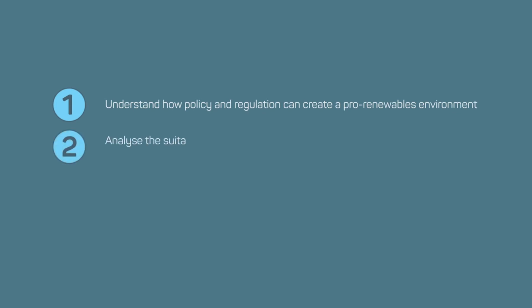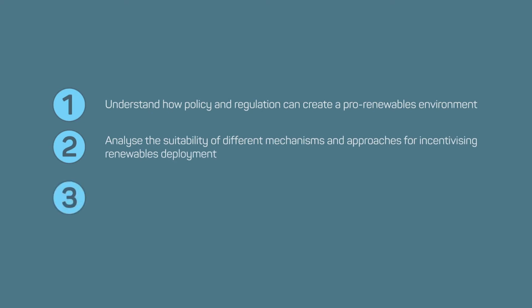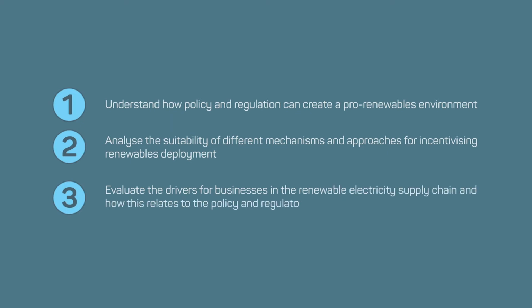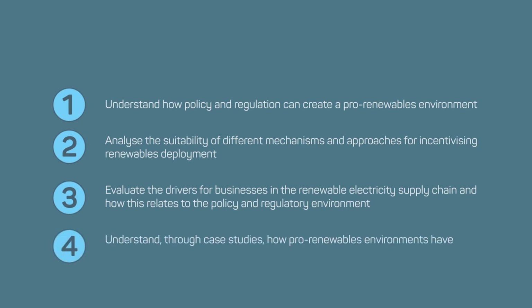By the end of this course, you should be able to do at least 4 things. First, understand how policy and regulation can create a pro-renewables environment. Second, analyse the suitability of different mechanisms and approaches for incentivising renewables deployment. Third, evaluate the drivers for businesses in the renewable electricity supply chain and how this relates to the policy and regulatory environment. And finally, understand through case studies how pro-renewable environments have been created elsewhere.